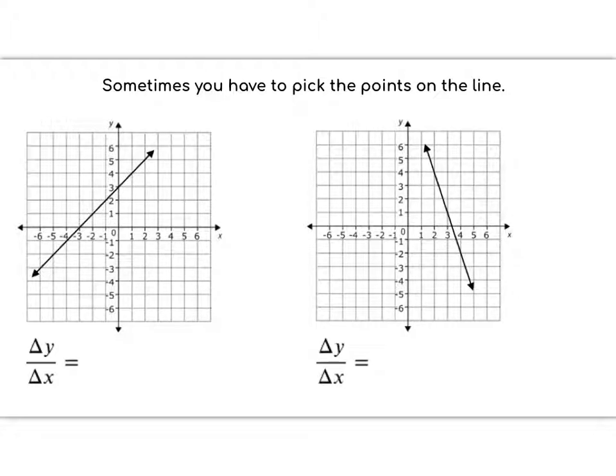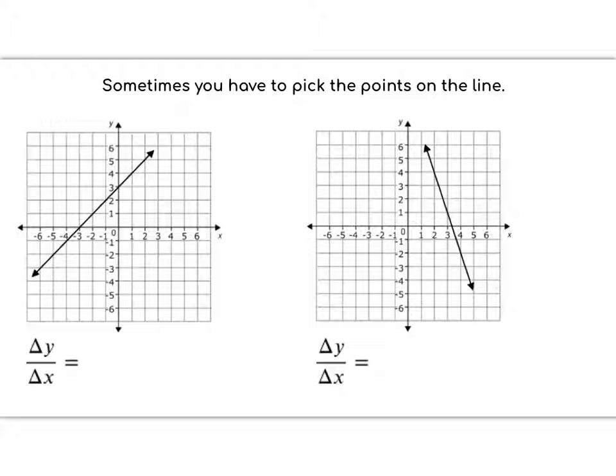Sometimes they don't give you the points. They give you the line, but they don't give specific points. Now, how many points are on a line? Well, here's a point, here's a point, here's a point, and so on. There are infinitely many points on a line. We've got to pick 2 of them. Well, which 2 do we choose?